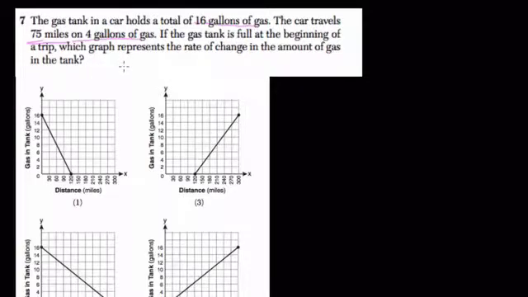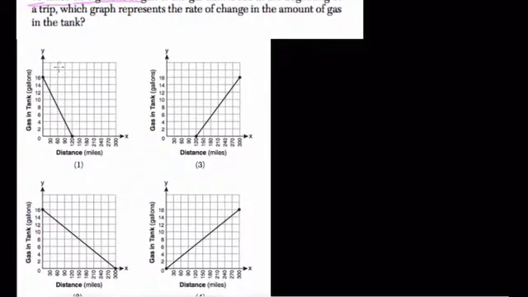So as you drive further, you use more gas. The amount of gas you have, which is the y-axis here, is going to decrease, not increase. So this is an increasing slope here, so this one's out. So is this one, it's out.